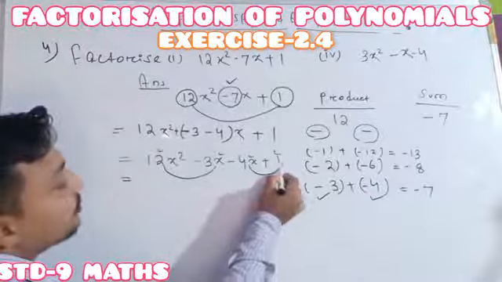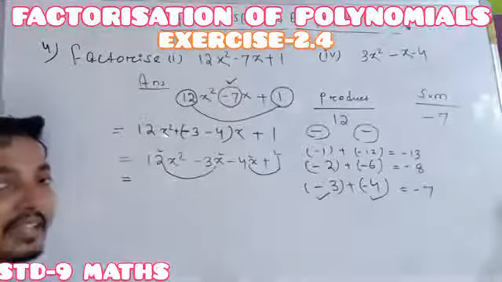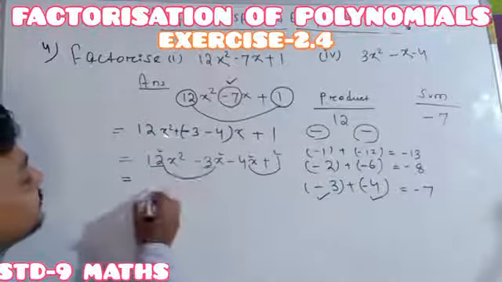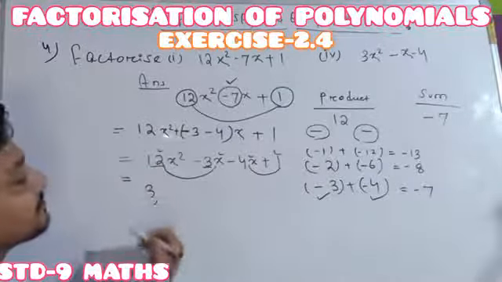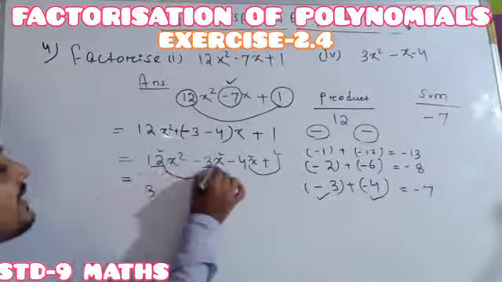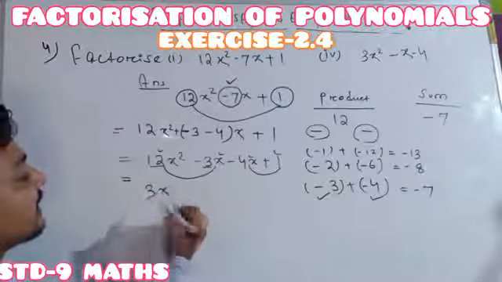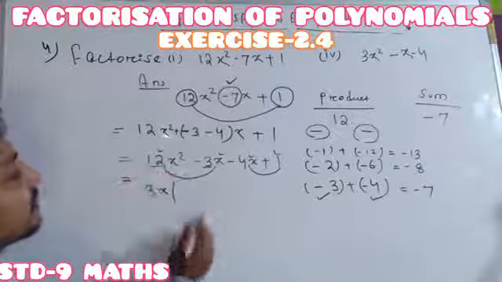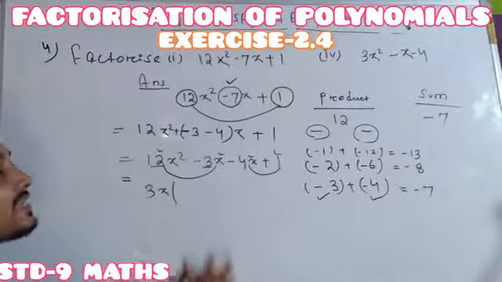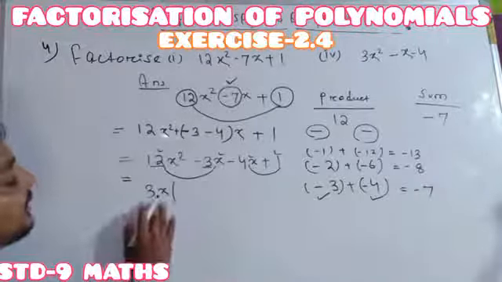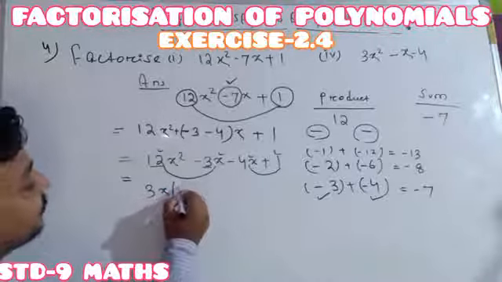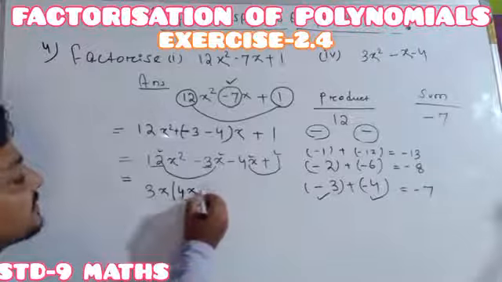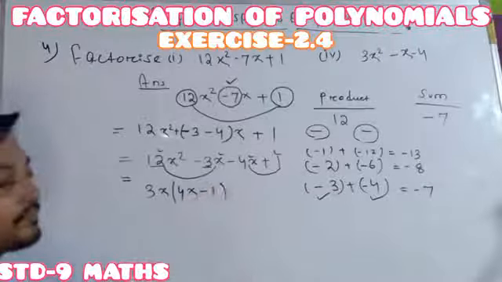From the last 2, you just have to check whether anything can be taken as common or not. See, here it is 12, here it is 3, so the common numeral is 3. Here it is x square, here it is x, so the common variable is x. So this 3x I need to take from the 2 terms. Whenever I take 3x as common from the 2, within the bracket it will be 3 into 4 equal to 12, x into x equal to x square, 3x into 1 equal to minus 3x.